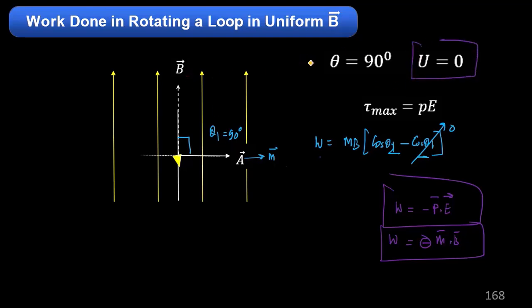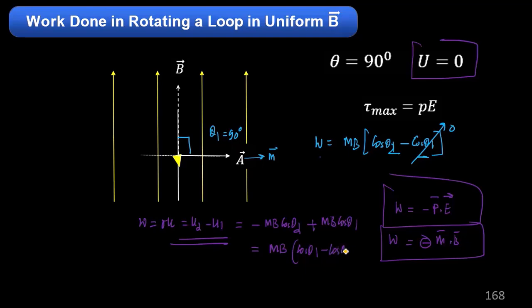Why? Potential energy is nothing but the work done, which is nothing but delta U. Delta U is U final, U2 minus U1. এই নাম্বারটা U2 minus U1 মানে কি লিখবো, মাইনাস MB cos theta 2 প্লাস MB cos theta 1। ঠিক আছে, তাহলে MB যদি কমন নিয়ে নিই, তাহলে MB cos theta 1 minus cos theta 2। ঠিক আছে, so this is the net work done.